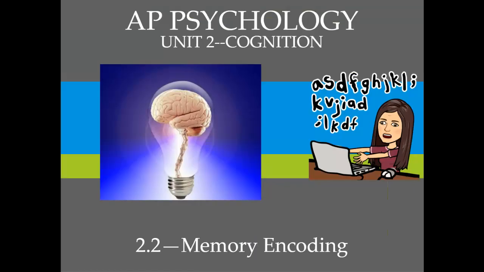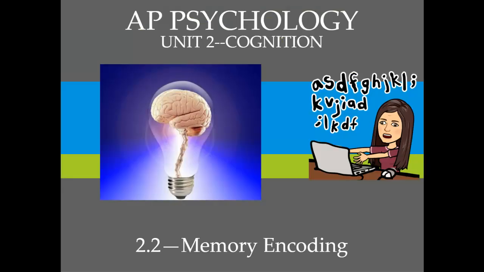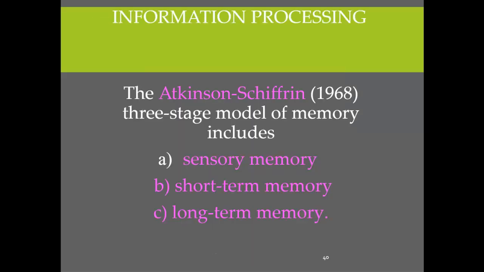That was all part 1. Man, part 1 was long. Part 2 is encoding. So these are all part of the memory process. We had encoding, storage, and retrieval. Each one got their own whole section.